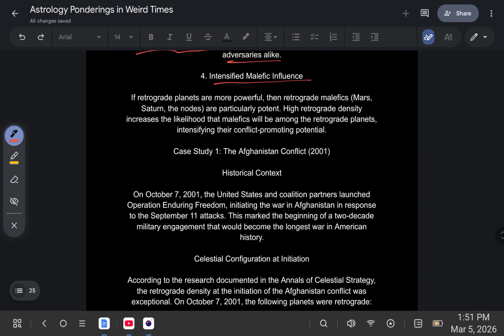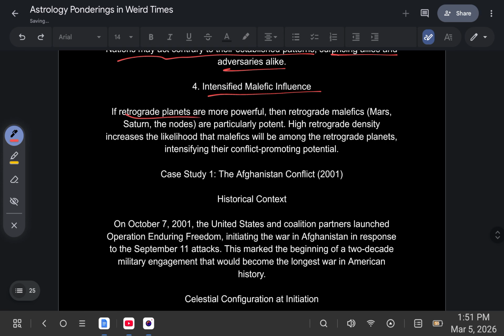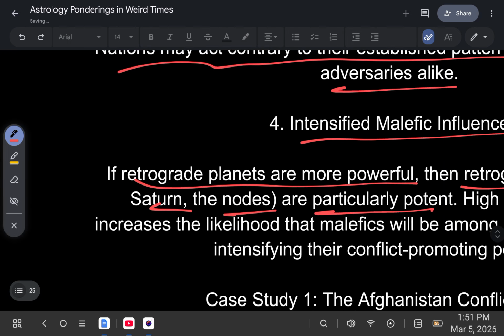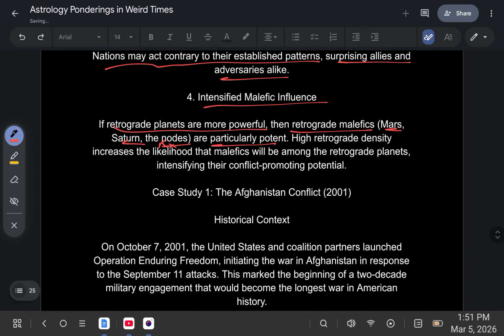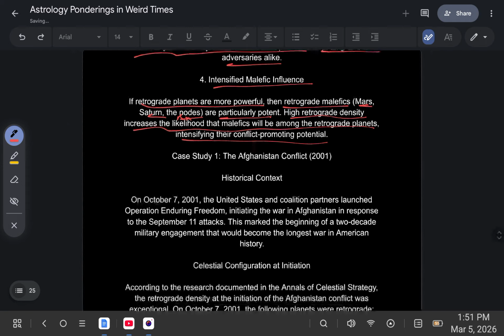As well as intensified malefic influence, if retrograde planets are more powerful than retrograde malefics, Mars, Saturn, the nodes are particularly potent, although we need to admit the nodes are always retrograde. And when they're direct, that's when something's up. High retrograde density increases the likelihood that malefics will be among the retrograde planets, intensifying their conflict-promoting potential.